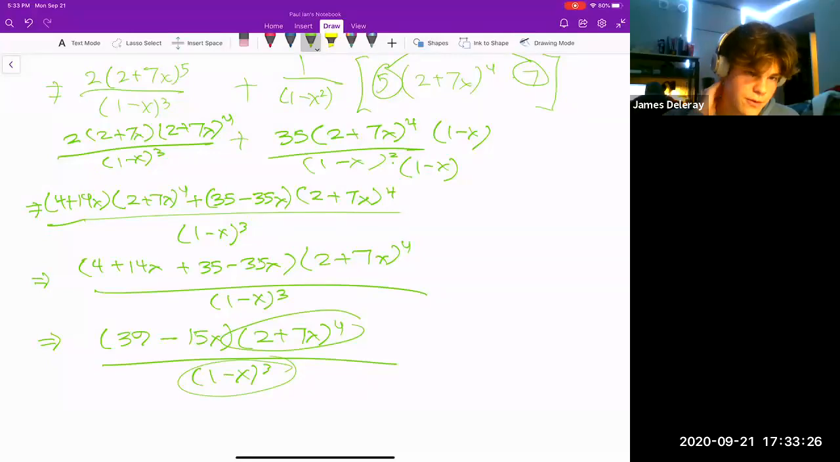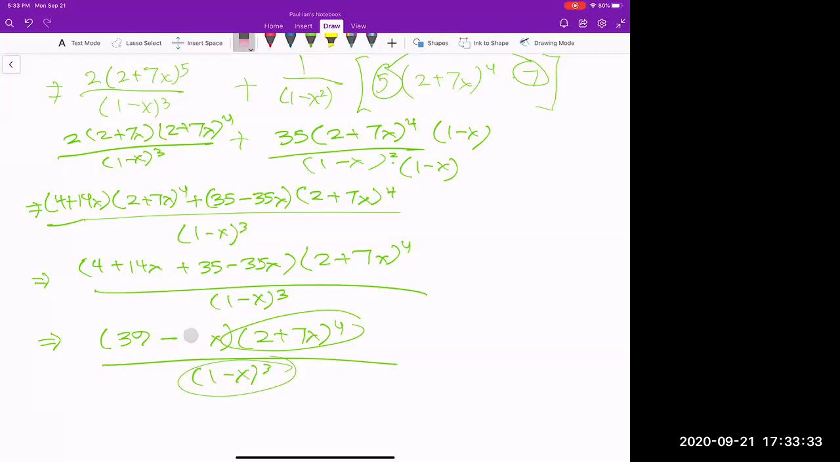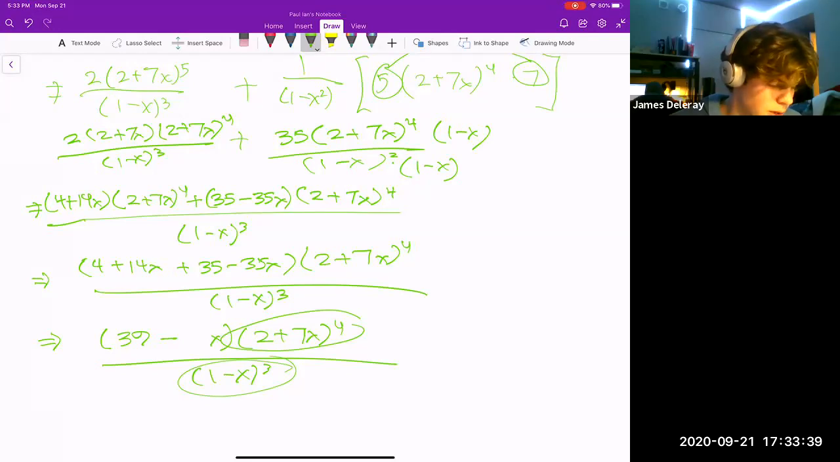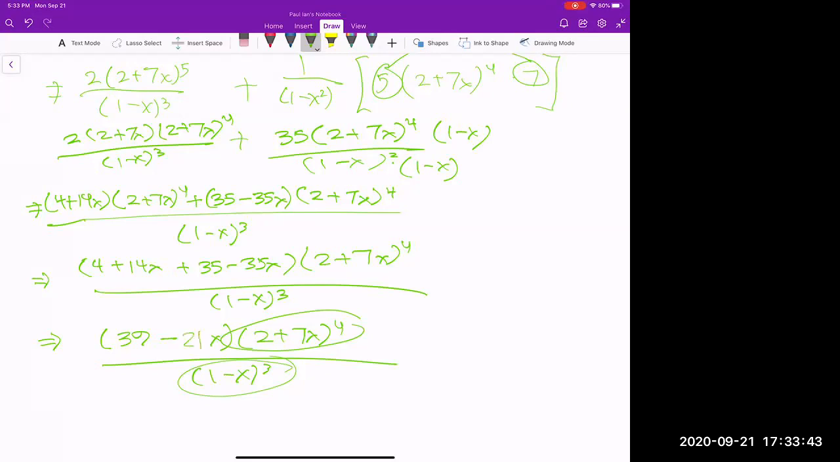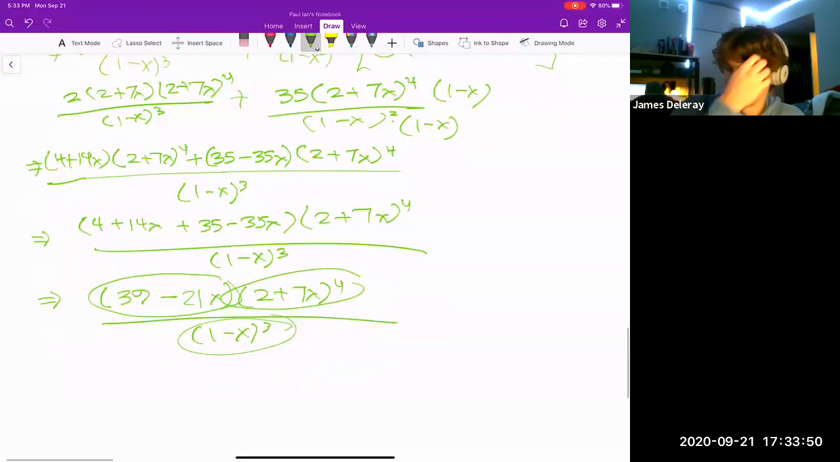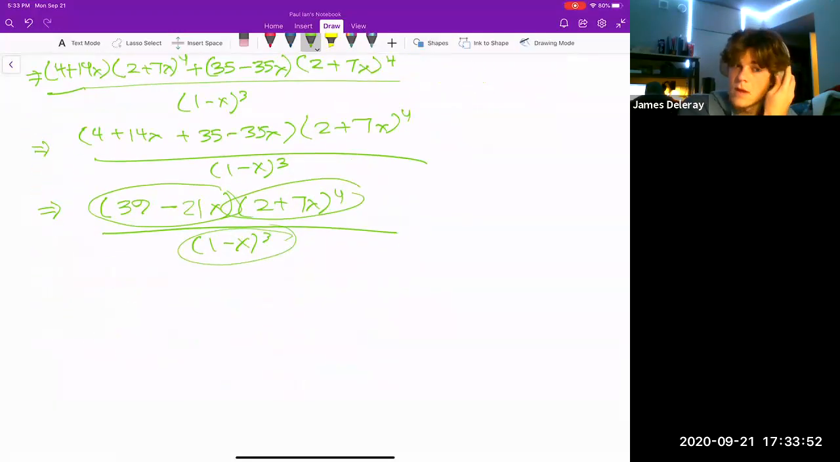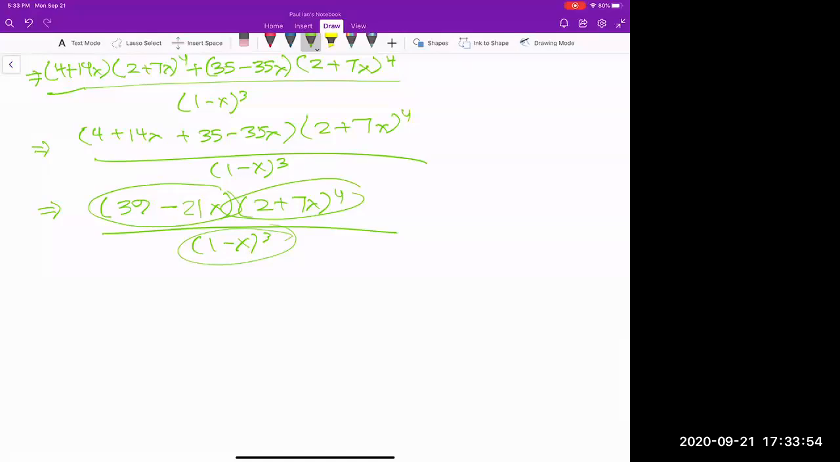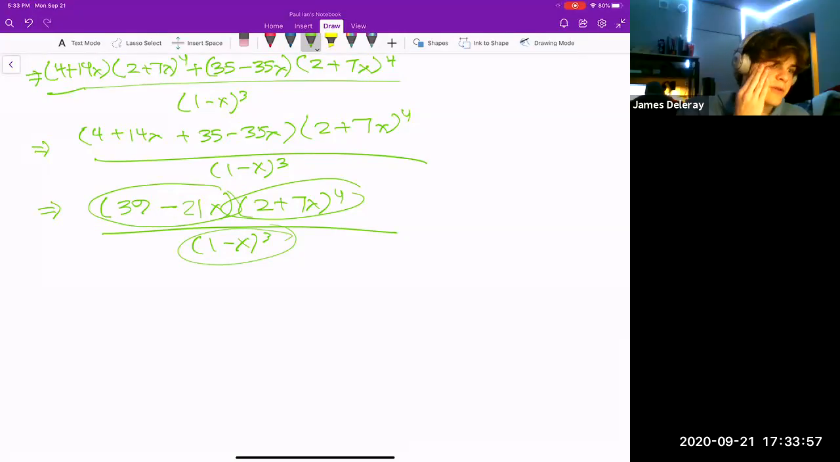7x plus 2 to the fourth times negative 21x plus 39. Okay, plus 39. So I got negative 21x just from that. Yeah, there you go. Okay, cool. And so that's good. That's pretty much the right answer. All right, sweet. That wasn't too bad. Yeah, I did that pretty quick.